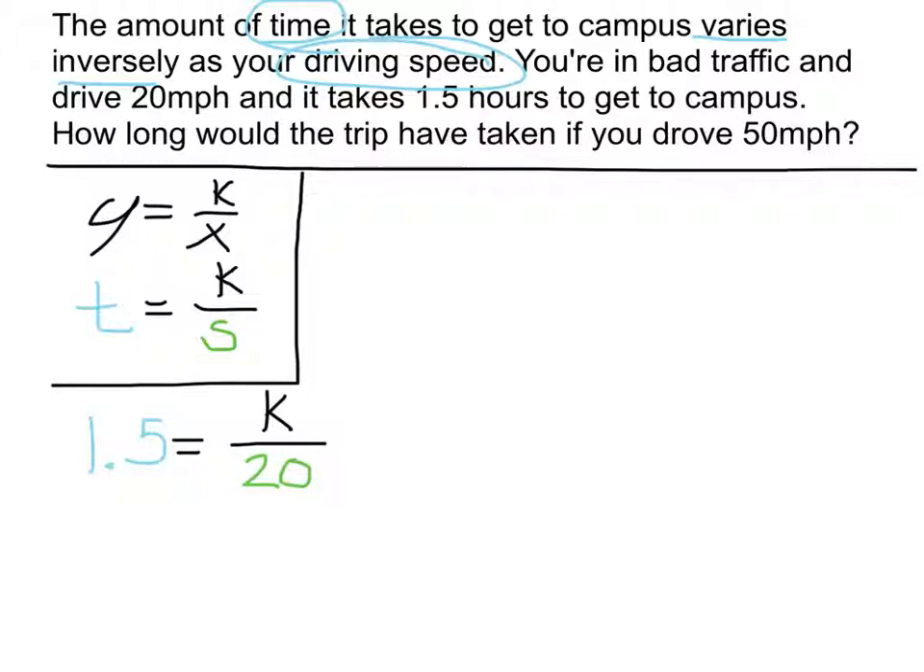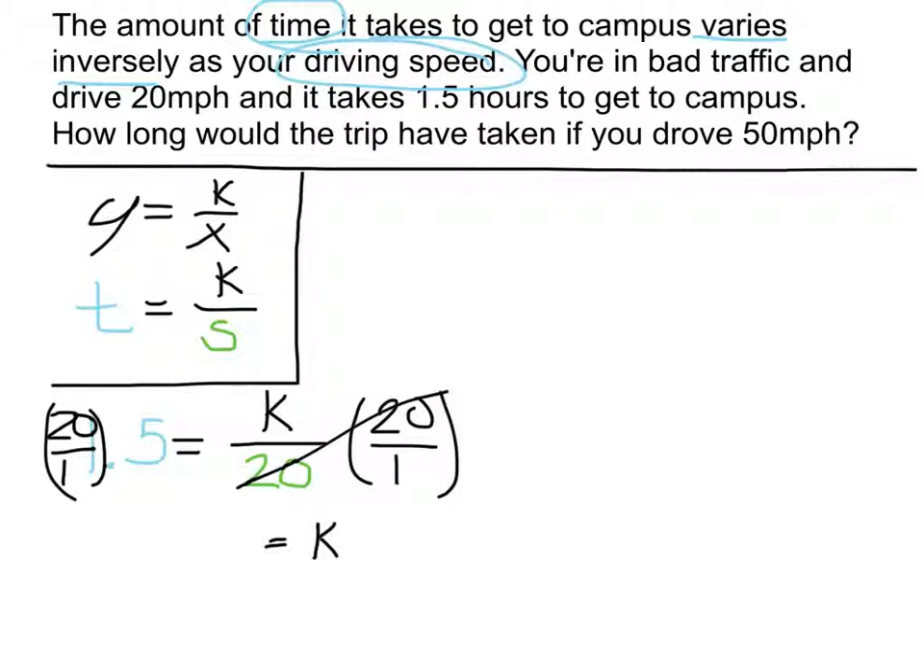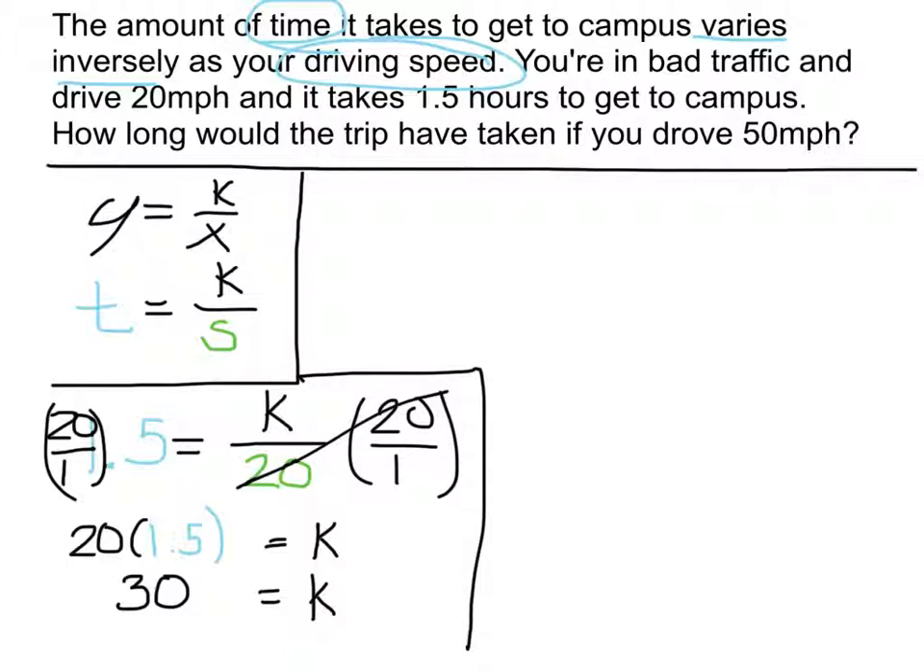So at this point, I'm going to try and solve this for k. So I'll multiply both sides by 20 over 1. That'll cancel out. Multiply this side by 20 over 1. And then we'll get k equal to 20 times 1.5. And 20 times 1.5 gets us to 30. So now I know that k is equal to 30. So this was my first step where I found k. And now I have my new equation relating time and the speed that I drive. So that time is going to be equal to 30 over the speed that I drive.